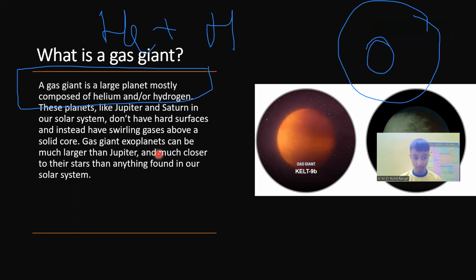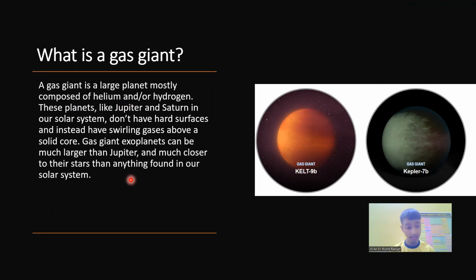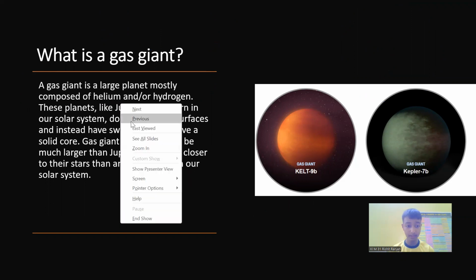Now, like Jupiter and Saturn, there are gas giants like Kelt-9b and Kepler-7b. They also have a solid core and don't have hard surfaces, but have a swirling gas layer around them. Now we will see an example.